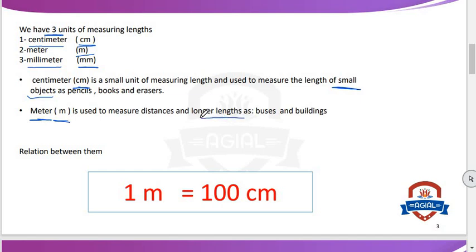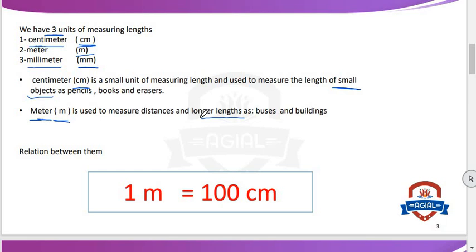Like what? Like the length of your bus, the length of your building, okay, the length of the house, the length of your school. We use what? Meter. So meter is used to measure distance and longer lengths, okay, and longer lengths.